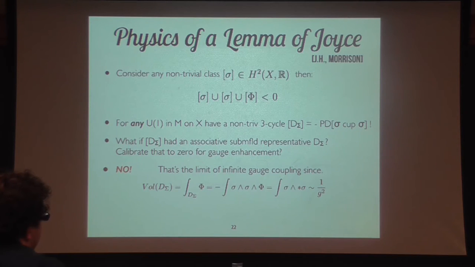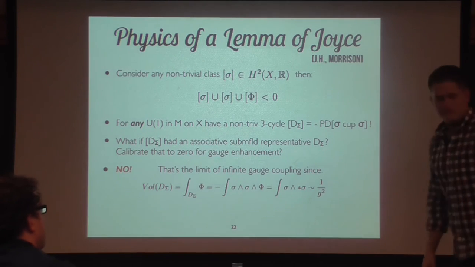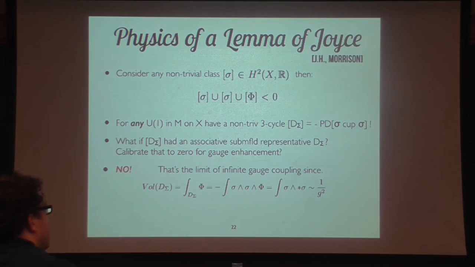Is this map from 2-cohomology to 3-homology, with no sigmas on D sigma, injective? I mean, do you have 2 different U1s that gave you the same set? Great question. Yes. So I don't know of a case that exemplifies it, but I think that physics requires it.